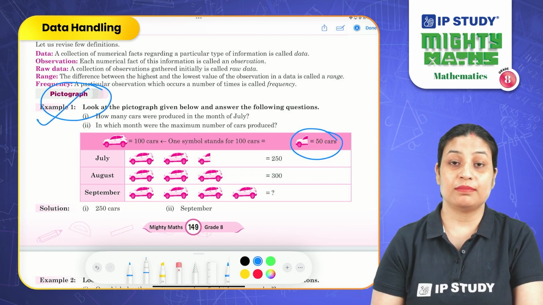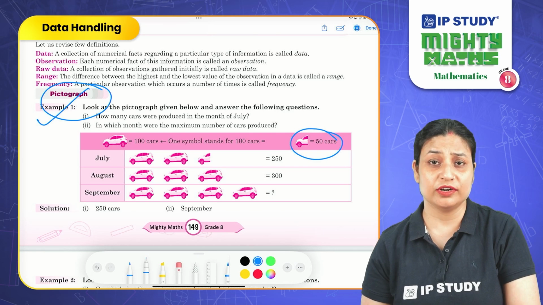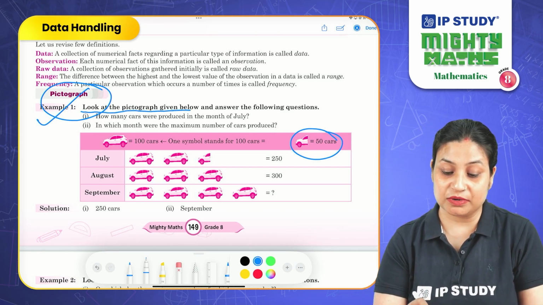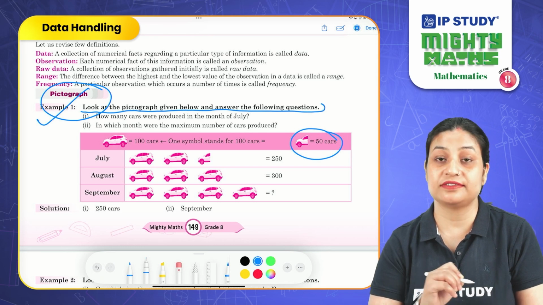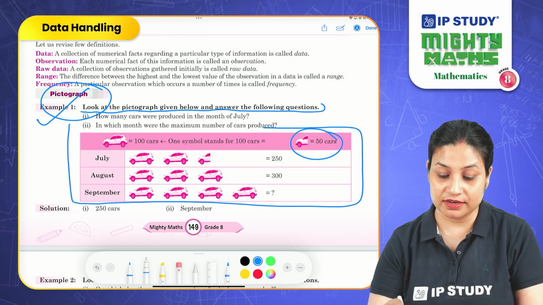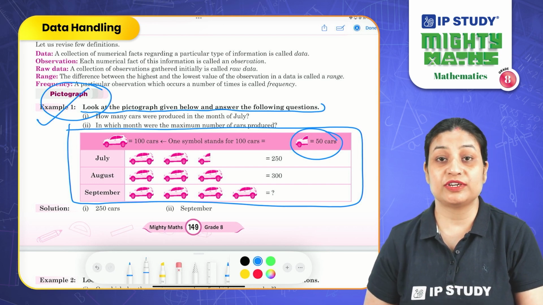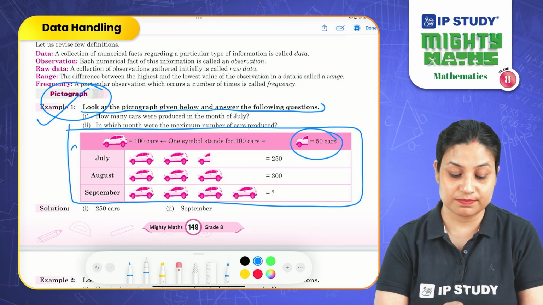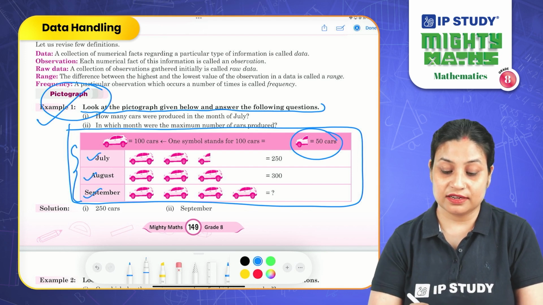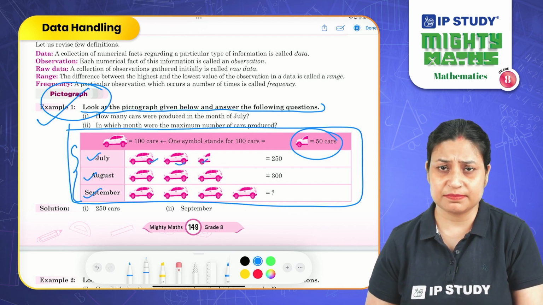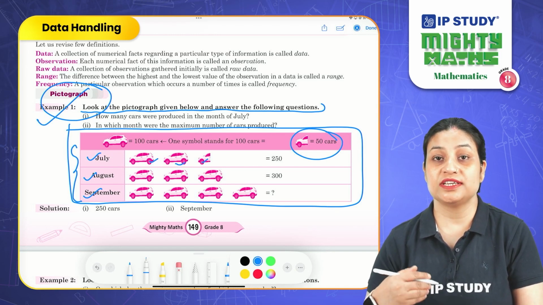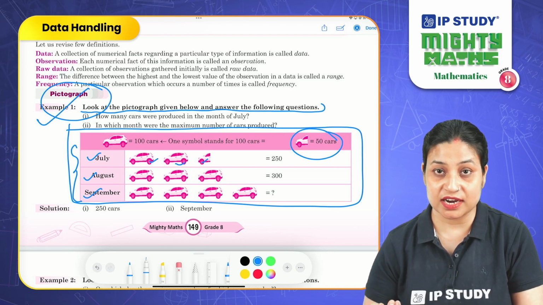Let's take example number 1 over here. What is example number 1 saying? It is saying, look at the pictograph given below and answer the following questions. Here the pictograph is given to you. You can see this on your screen. So what is this pictograph saying? If you look at this pictograph carefully, I can see the months are written over here and the cars are drawn over here. Now what does it mean? Here it is saying a certain company is producing a certain number of cars in some months.